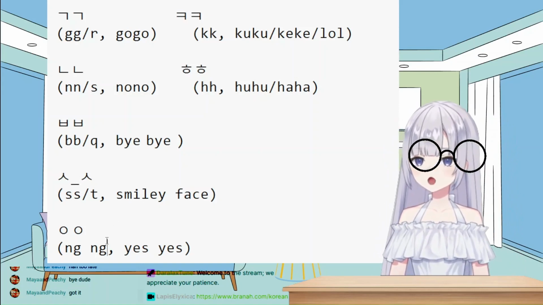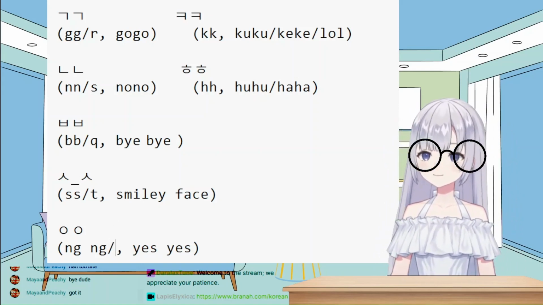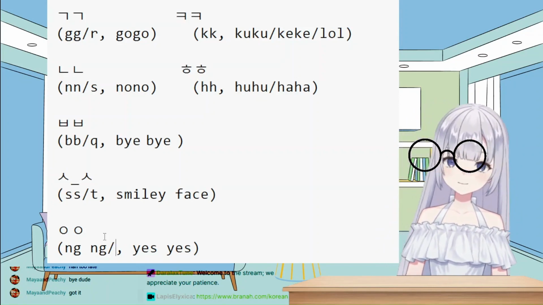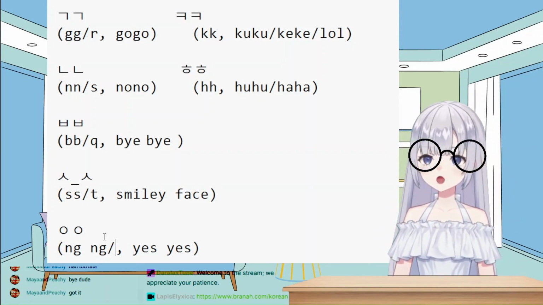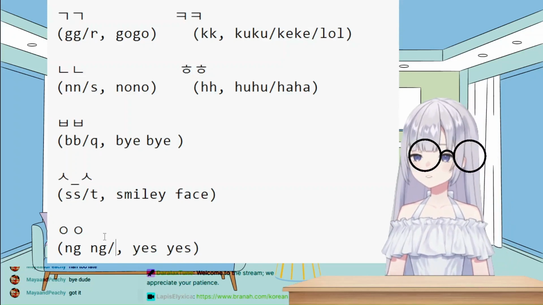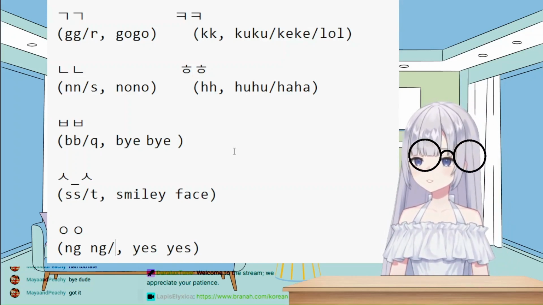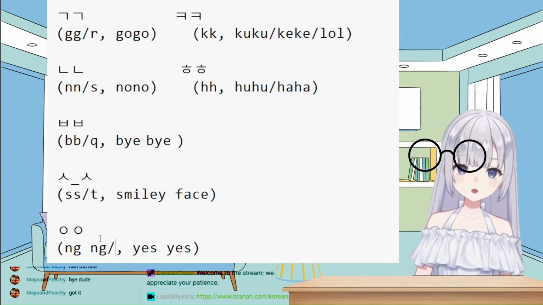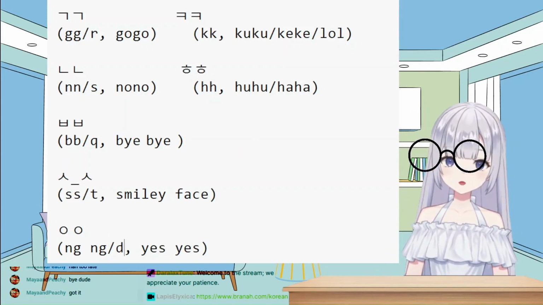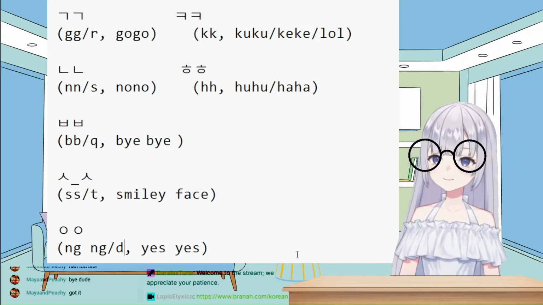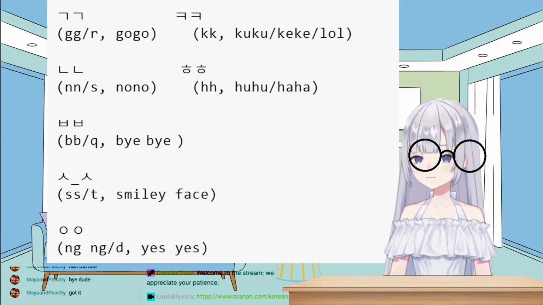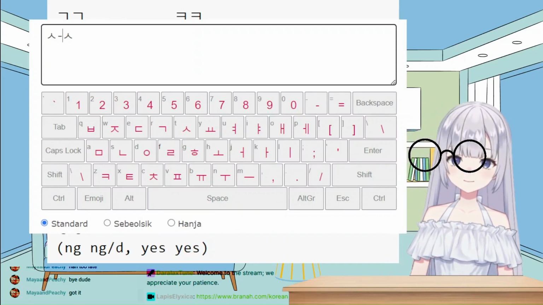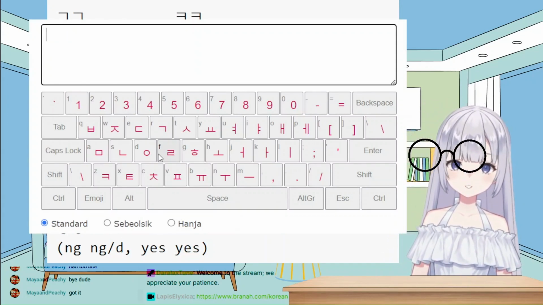Next one is the circle. That is either no sound, just like a filler or place taker, or you can say like mm. So that's A, located at D. So right here.